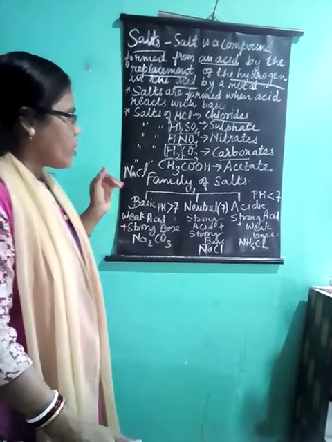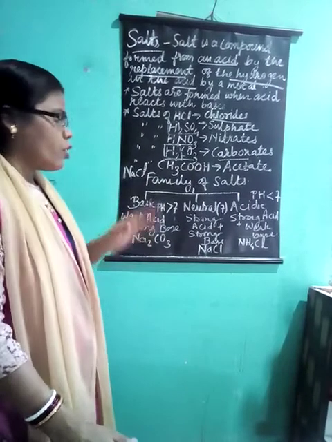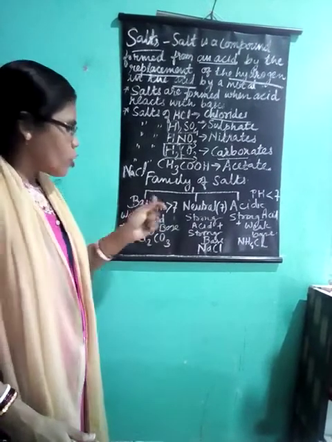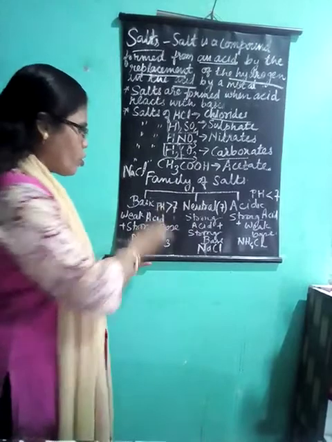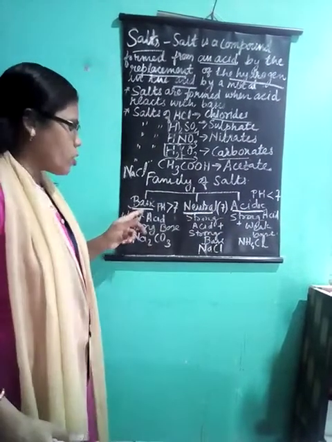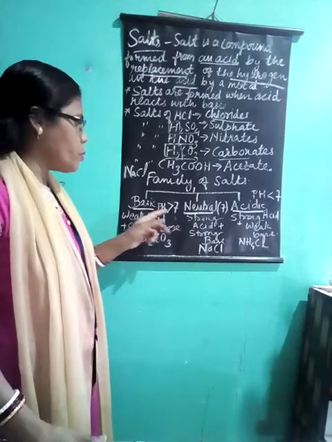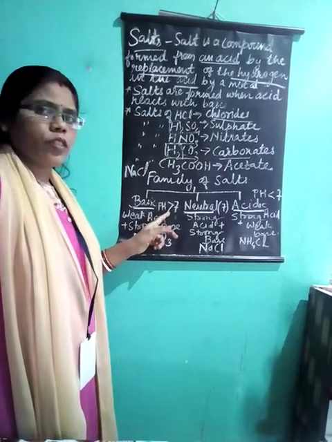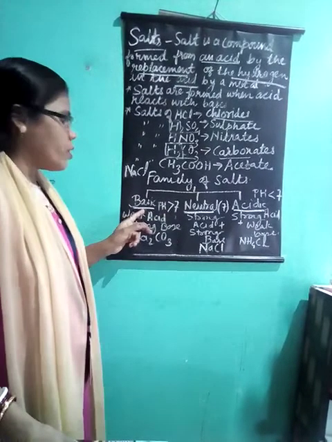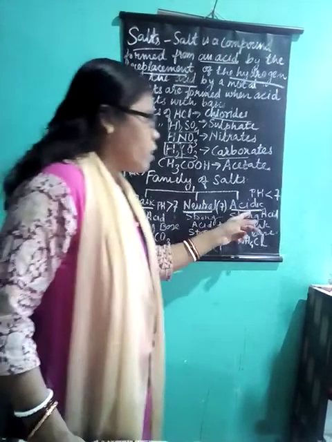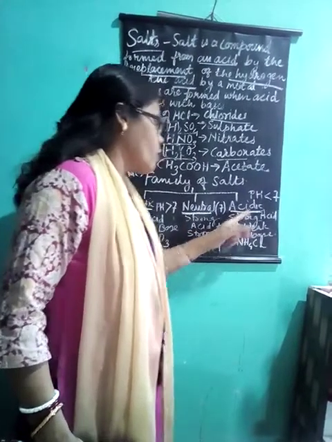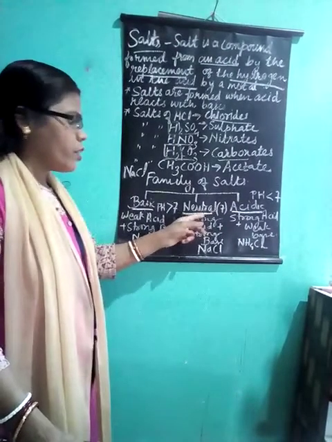Now, next is the family of salts on the basis of pH. You studied pH in the previous class. There are three different types of salts: basic salt, acidic salt and neutral salt. For a basic salt, the pH will be 8, 9, 10, 11, 12, 13, 14, greater than 7. If the pH is less than 7, that is 1, 2, 3, 4, 5, 6, it is an acidic salt. And if the pH is 7, it is a neutral salt.